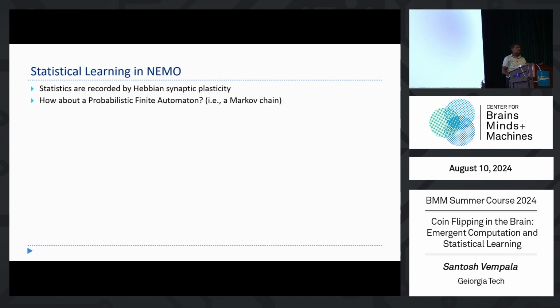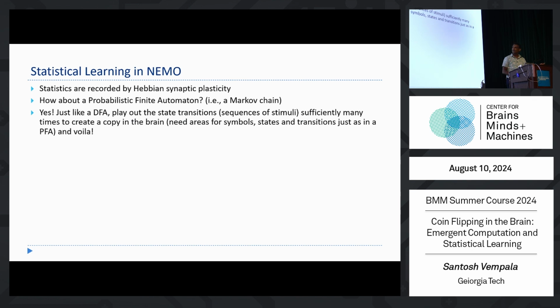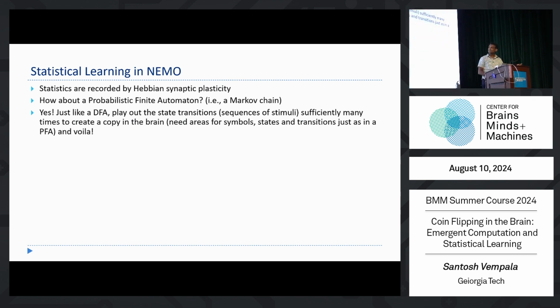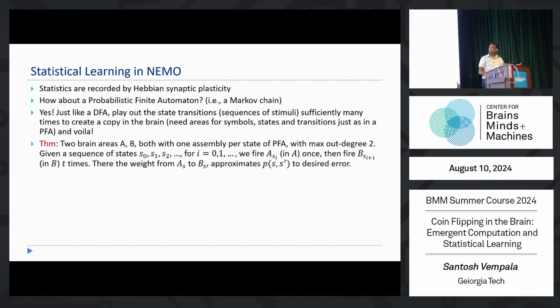Now let's do something more interesting. So now that we can flip a coin based on statistics, can you learn a probabilistic finite automaton, a Markov chain, which is the simplest probabilistic model? Yes, so all we're going to do is play out the state transitions, but now they're not deterministic. Sometimes you see A, sometimes you see B. And this works in an experiment beautifully. Okay, we'll show it to you in a minute.